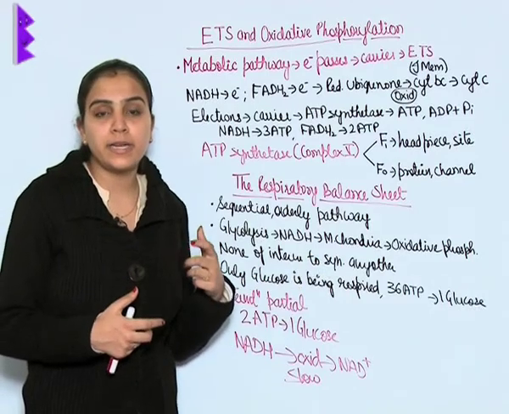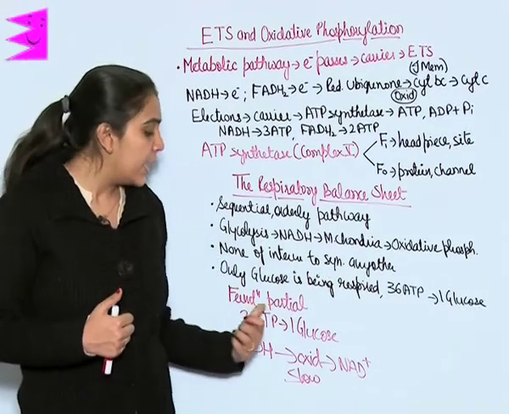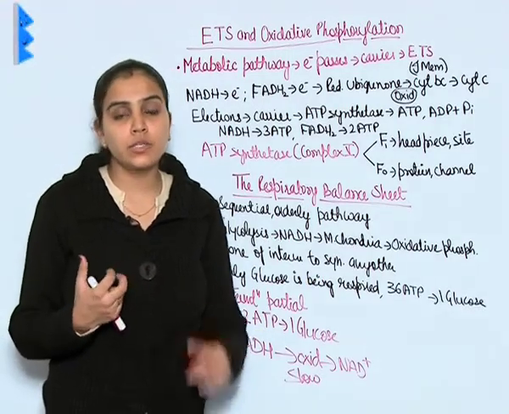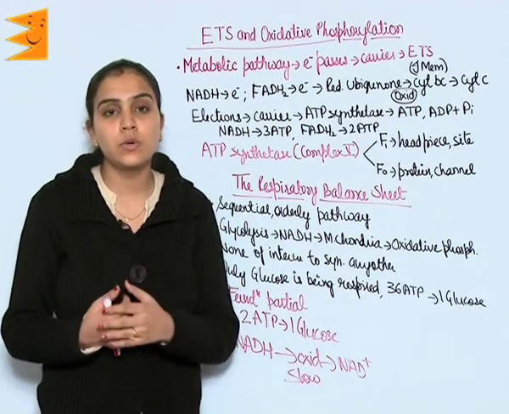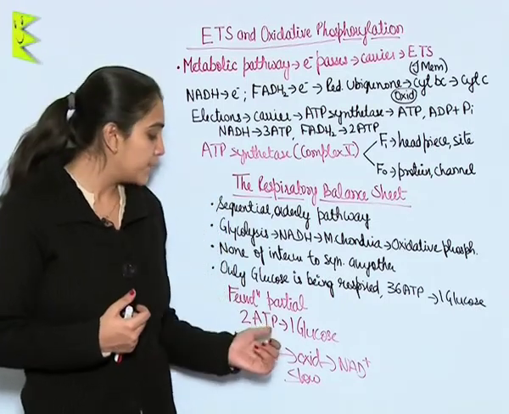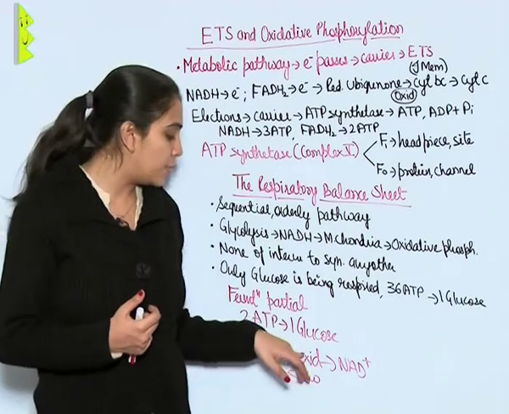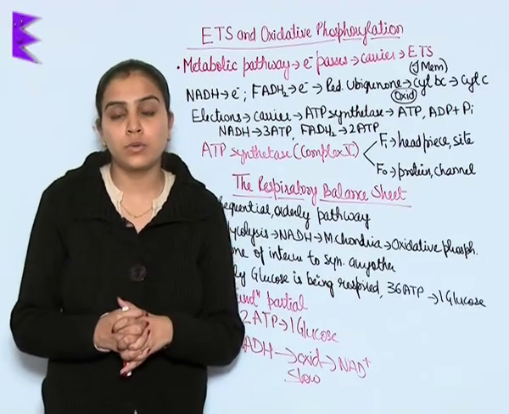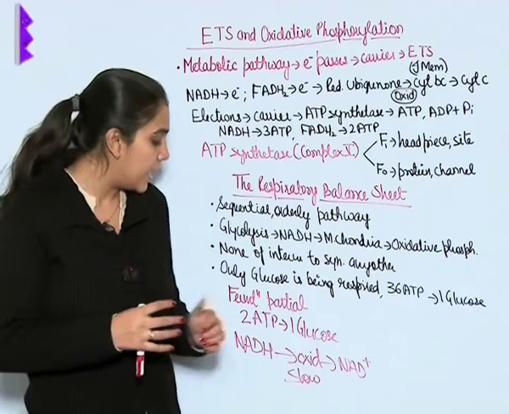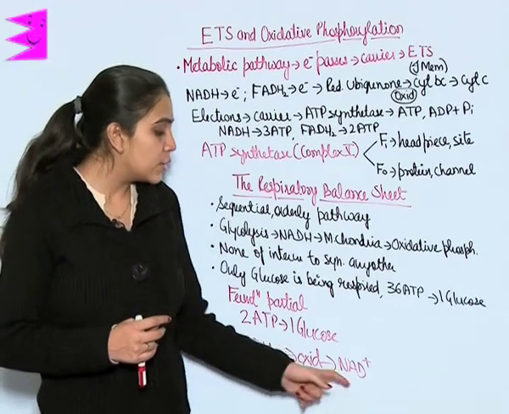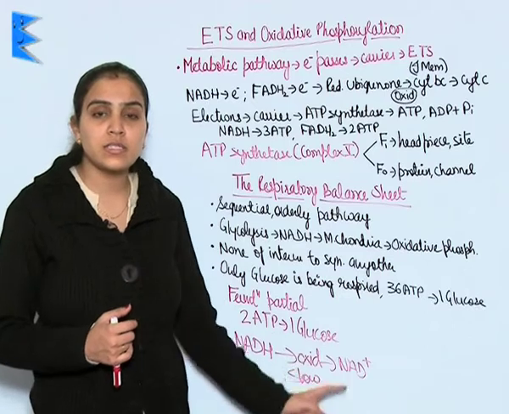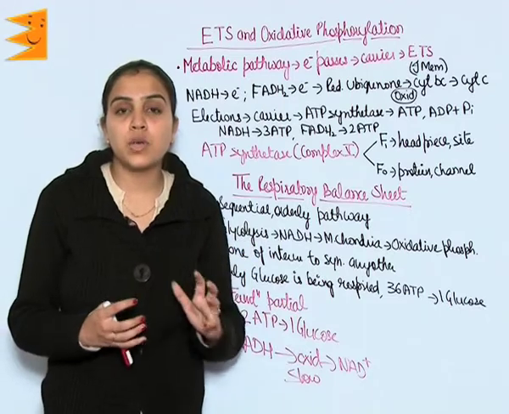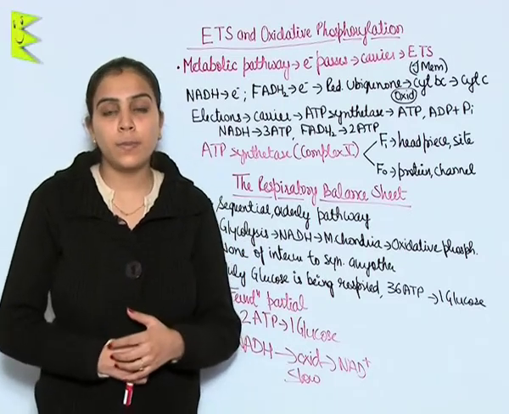Let us compare fermentation and aerobic respiration. In fermentation, there is partial breakdown of glucose. In aerobic respiration, glucose is completely broken down into carbon dioxide and water. 2 ATPs are generated from one glucose in fermentation, whereas a much larger number of ATPs are generated from glucose in aerobic respiration. NADH is oxidized to NAD positive, and this process is very slow in fermentation, whereas it is rigorous in aerobic respiration.